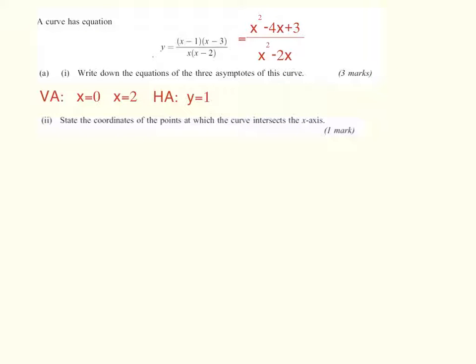So, to find the coordinates of the points where the curve intersects the x-axis, you would set y to equal 0. Okay, so you can see y equals 0 now. If we multiply the denominator up, that would just disappear. So we're finding the values of x for which x squared minus 4x plus 3 equals 0. You factorise that, so you can see that the two solutions are when x equals 3 or when x equals 1. So they're the points where the curve intersects the x-axis.